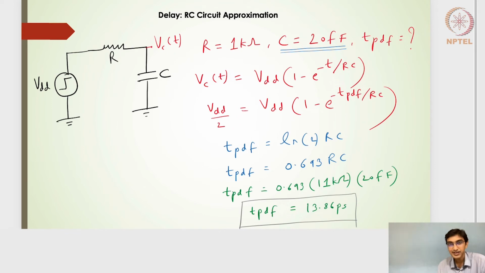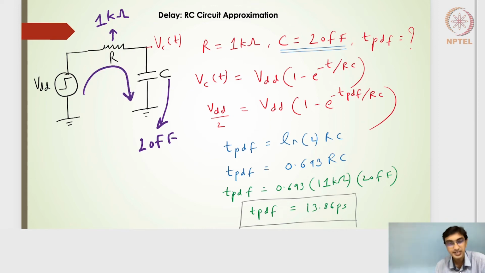So what if I take just an RC circuit? The C value is the same as what we had taken earlier, 20 femtofarads. And for the R value, I'm just taking a very simple value of 1 kilo ohm. Let's say that a step input of VDD is applied, and the capacitor starts charging. Although, to really estimate the propagation delay falling, the capacitor should be discharging, but nevertheless, if I use the same R and C values, the propagation delay falling and the propagation delay rising will be the same.